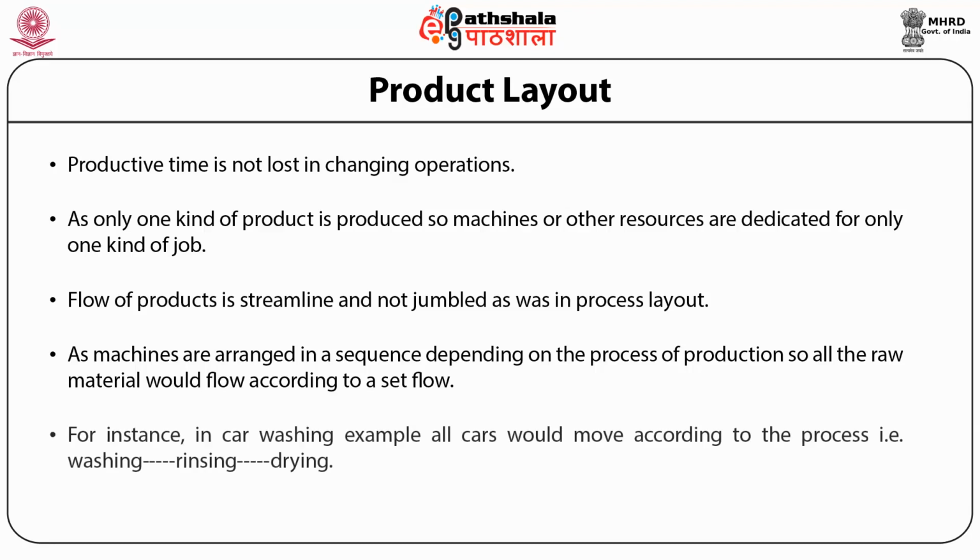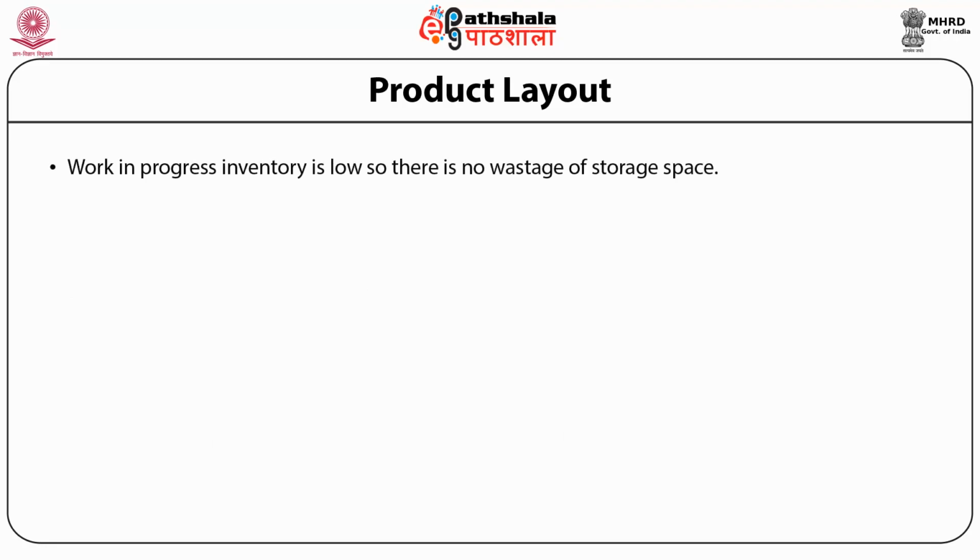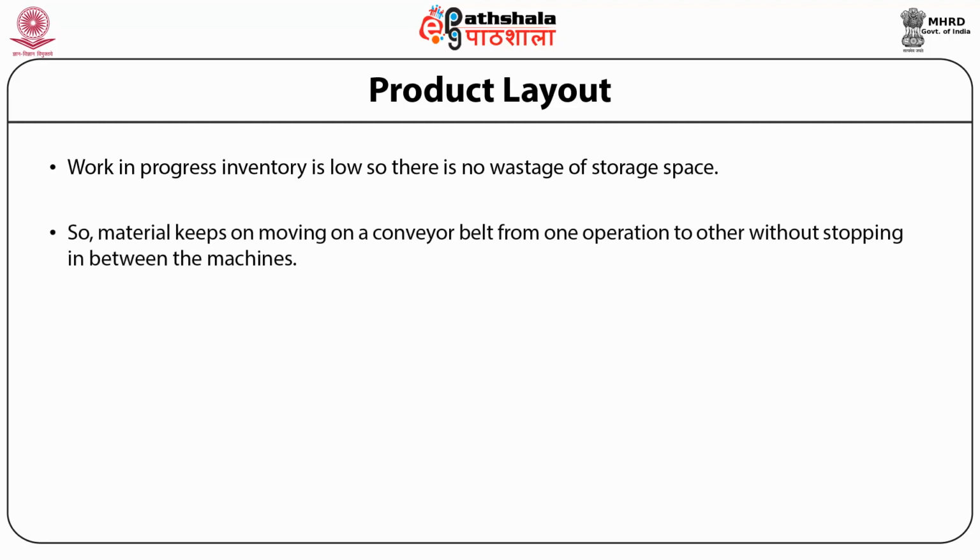As machines are arranged in a sequence depending on the process of production, all the raw material should flow according to a set flow. This results in a very streamlined flow of material. For instance, in the car washing example, all cars would move according to the process, that is washing, rinsing, drying. No car can skip or change the flow of operation. Work in progress inventory is low, so there is no wastage of storage space.